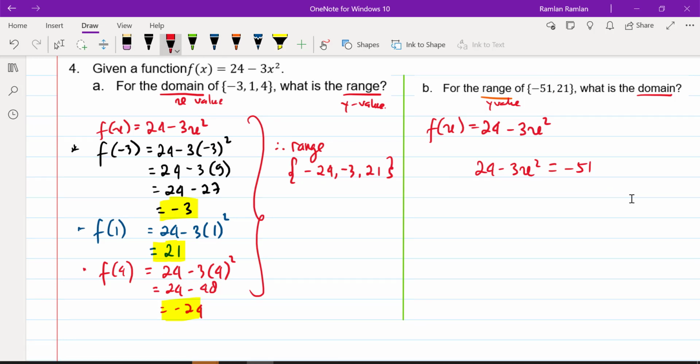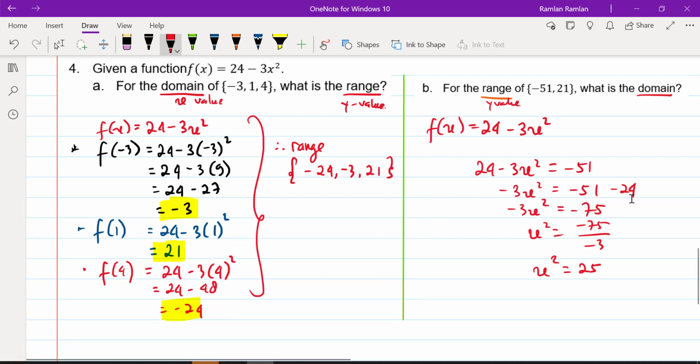I'm going to get rid of the 24 by subtracting 24 from both sides, and I will get negative 3x squared equals negative 75. I'm going to divide both sides by negative 3. That'll be negative 75 over negative 3, which equals positive 25. Now we have this square, so how do we get rid of it? We only need to do a square root, so square root both sides.